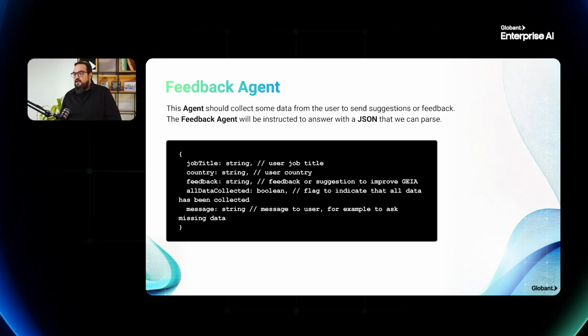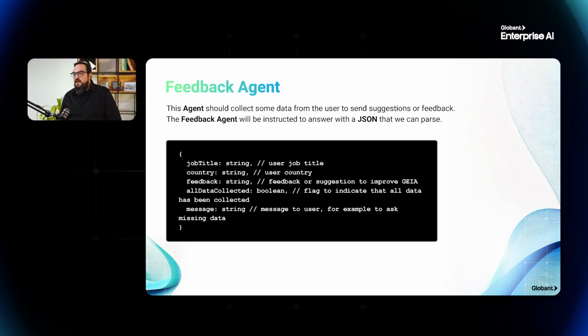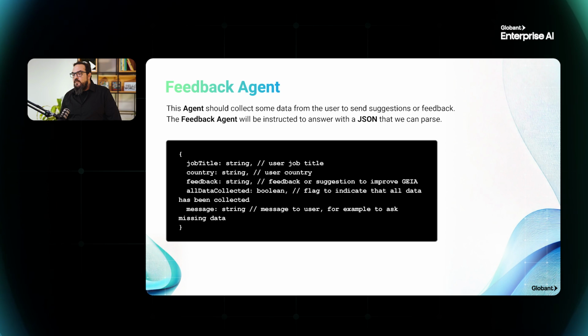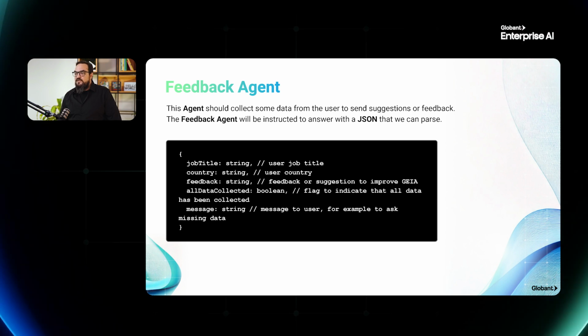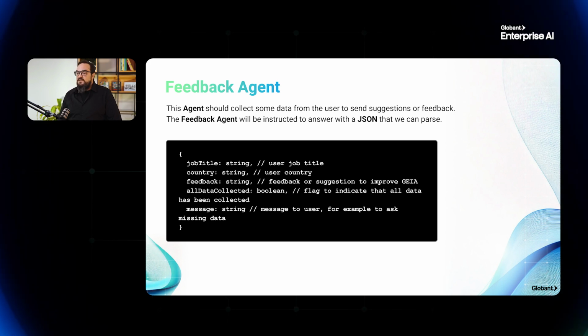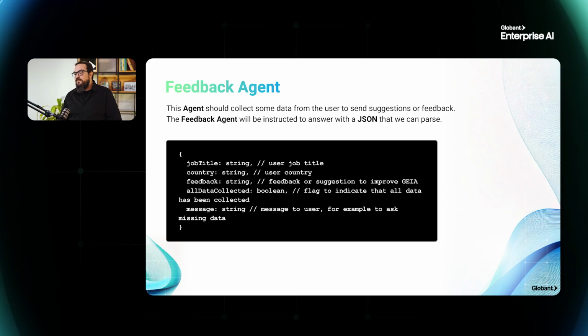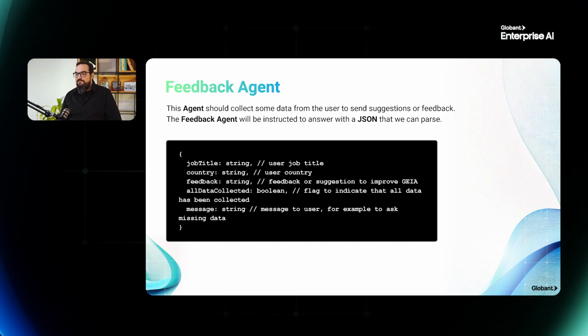This agent should collect user data to send suggestions or comments. In our example, the feedback agent will respond with a JSON, so we can parse this response, and in doing so, we'll take the opportunity to show you some functions we have in flows. The JSON data is as follows: a job title, a country, and the comment or suggestion. We also include a flag to determine if all the data has been collected, and a message for the user. For example, a message requesting missing data.